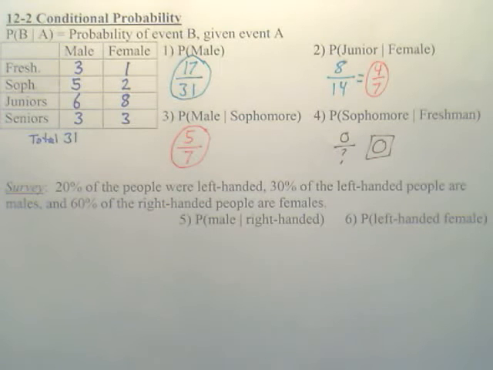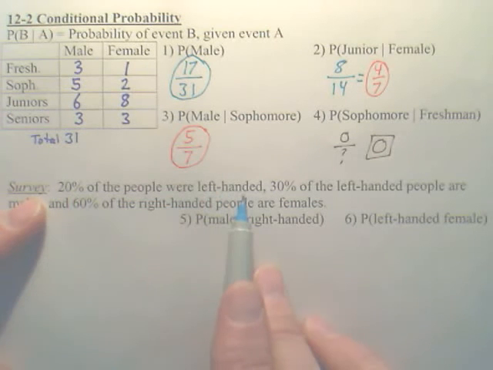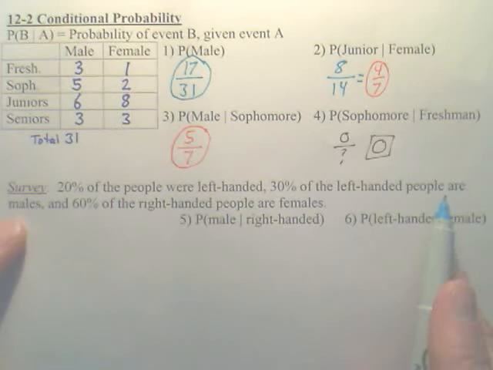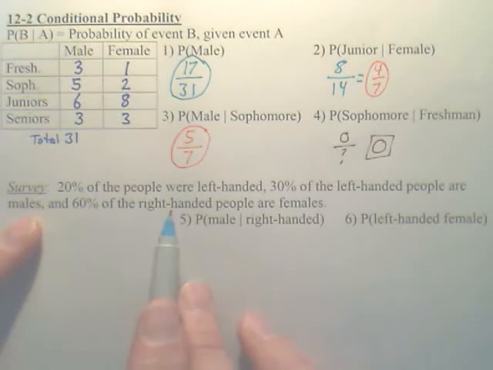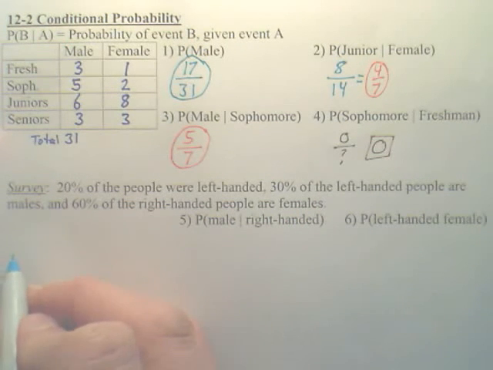All right. Next one. We're doing a survey. 20% of the people surveyed were left-handed. 30% of the left-handed people are males. 60% of the right-handed people are females in the survey. Now to do this, what's going to happen here?